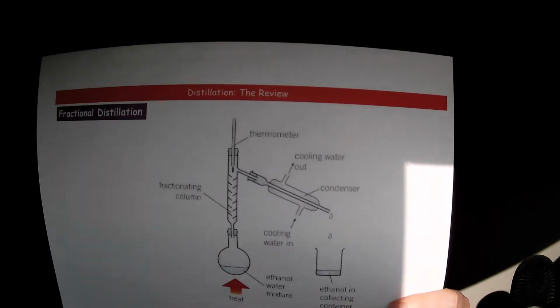Now what we're doing with this one though is we're going to use a fractionating column, so we can use fractional distillation for a mixture of 2 or more liquids. Okay, so if we've got a couple of liquids that have different boiling points, we can use fractional distillation. Key thing, must have different boiling points, otherwise it just doesn't work.